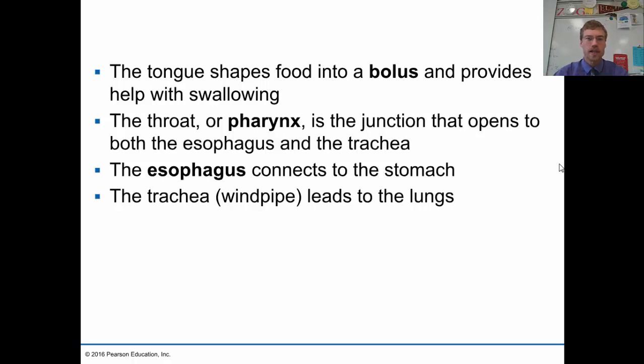So if you've ever choked while you're eating, right, because you were talking or laughing or something, that's because your trachea was open due to you breathing while you were swallowing, and so then the food went down the wrong pipe. So you want to make sure that food goes down the esophagus by not chewing and breathing at the same time, essentially.